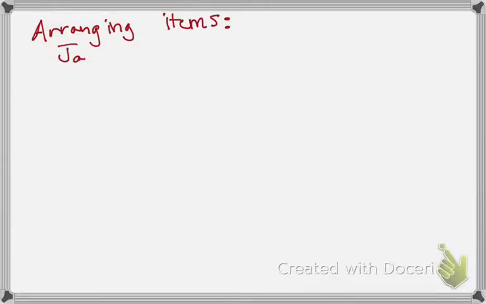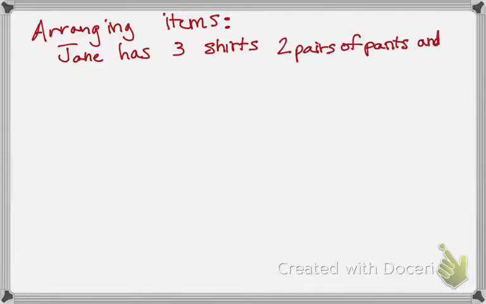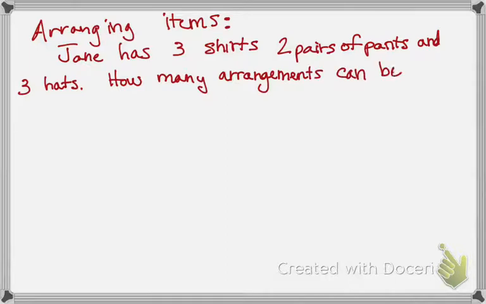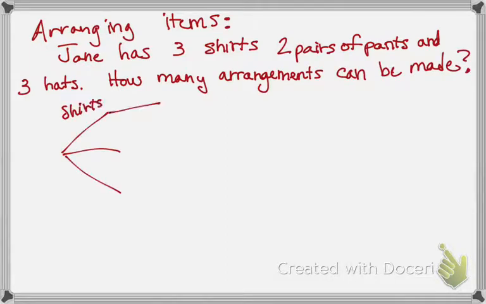Now, if you have arranging items, it's not the same thing that's happening. You have different things that are happening, but we're going to assume one happens first. So let's say Jane has 3 shirts, 2 pairs of pants, and 3 hats. How many arrangements can you make? We're going to make a tree diagram. She's got shirts, 3 choices. We're not going to go into detail.